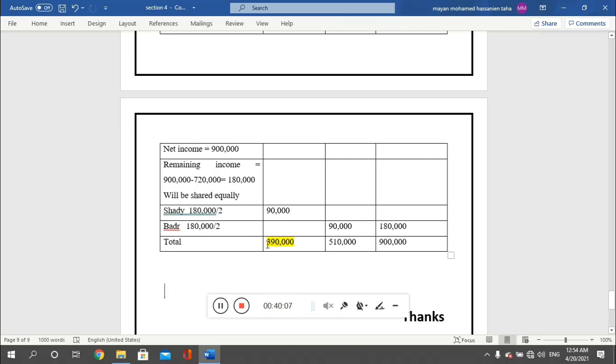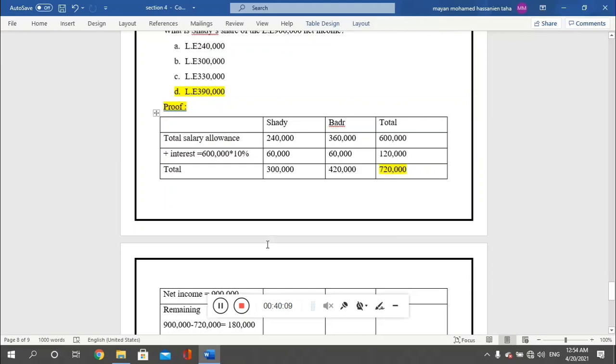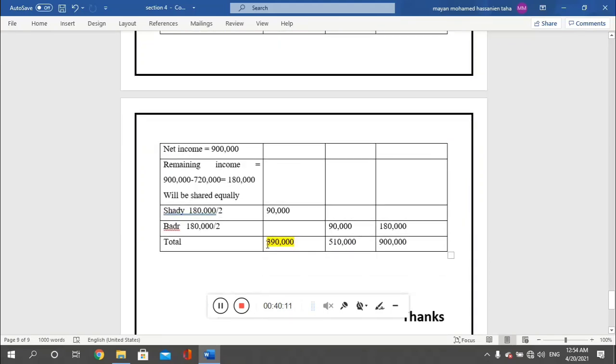390,000. And for Badr will be 420,000 plus his share of income, which is 90. So his share will be $510,000. And our question is asking about the Shadi share. So Shadi share after dividing income will be $390,000. I hope you understand.